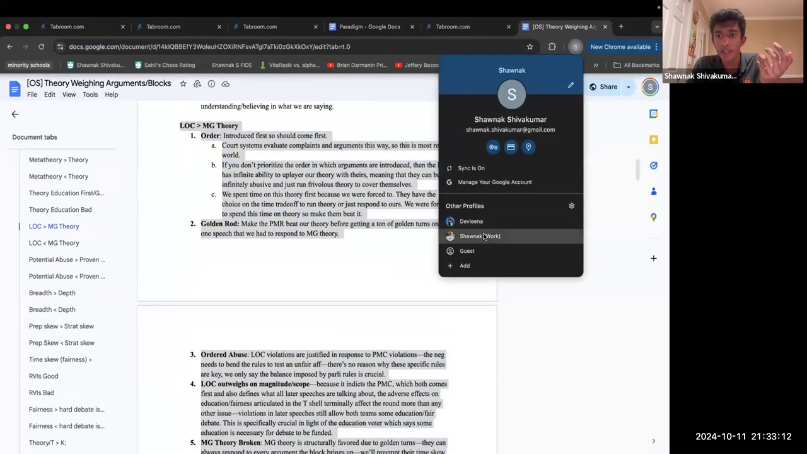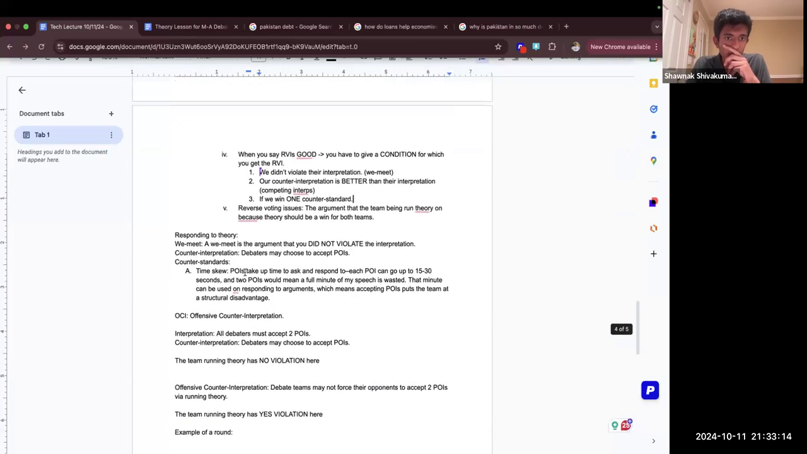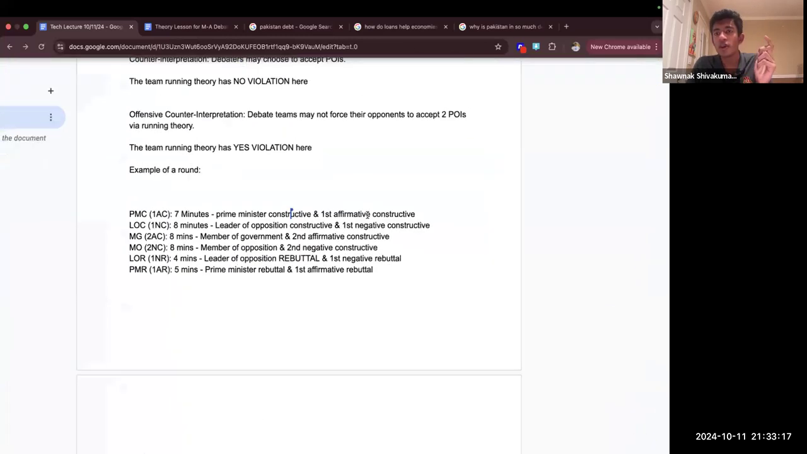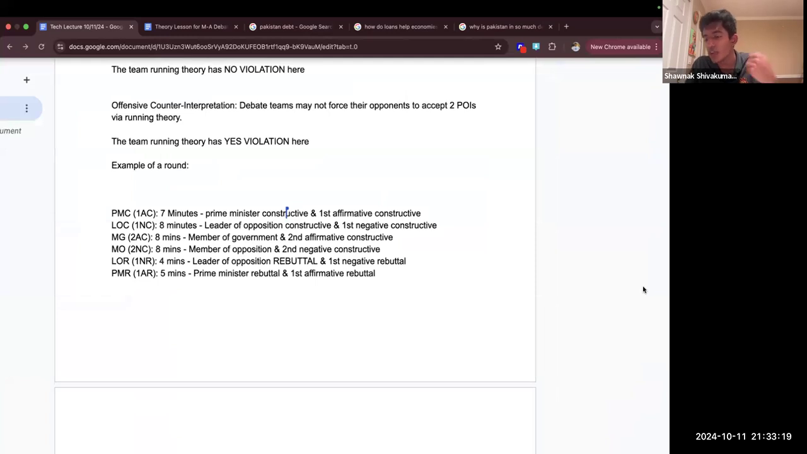So now you guys understand what theory is, effectively, hopefully. Now what you have to do is consider what happens when there's multiple theory shells in a round, right? Let's say the negative is running theory and the affirmative is running theory. The negative, the 1NC, reads a theory shell saying the affirmative, I don't know, didn't read a plan text, and the MG is running theory on the negative, saying the negative ran a counterplan, and their counterplan is very abusive. Okay? Which theory shell comes first?